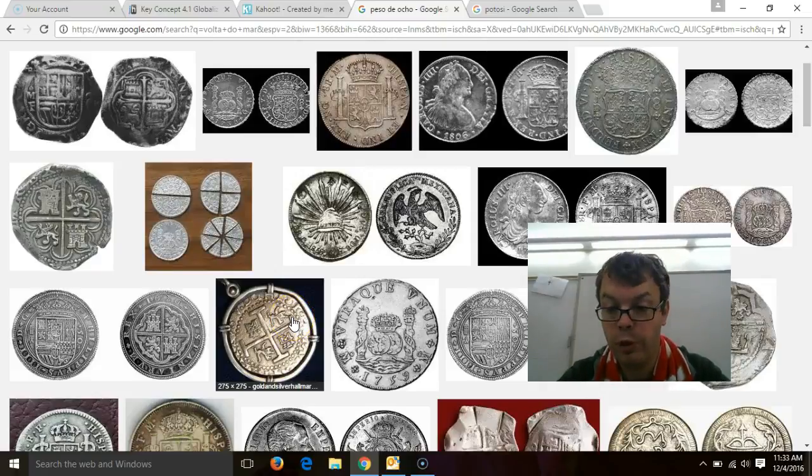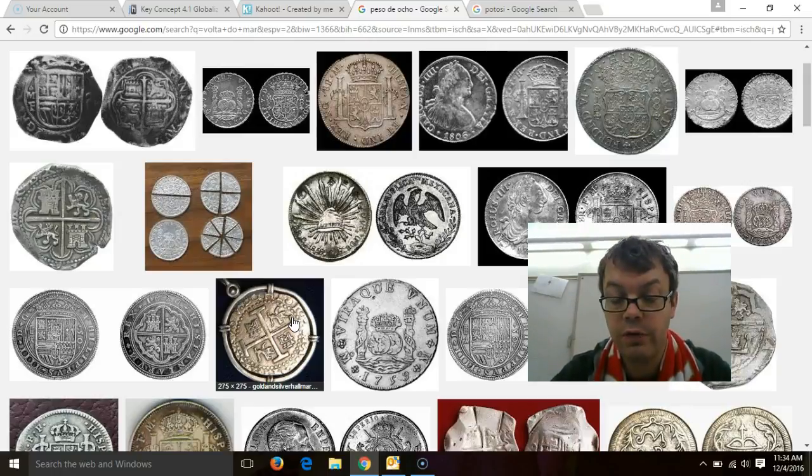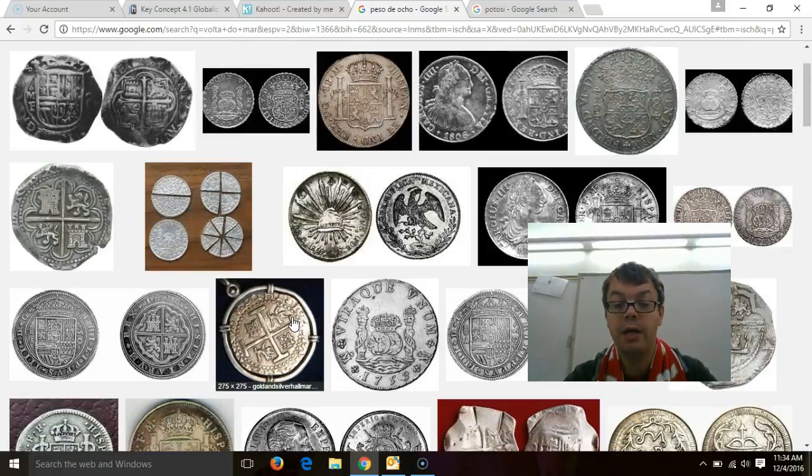Let's get started with 4.1. Our next term is Peso de Ocho. All right, Peso de Ocho is a very significant term because this is the silver coin that Spain is able to produce in the New World.